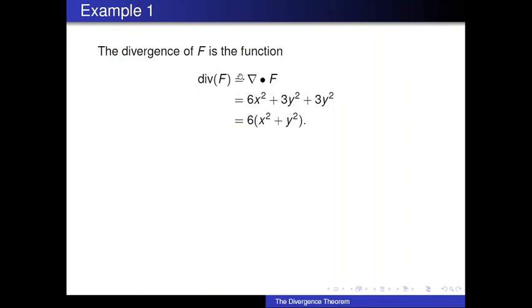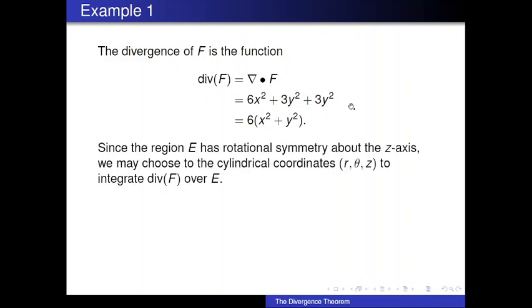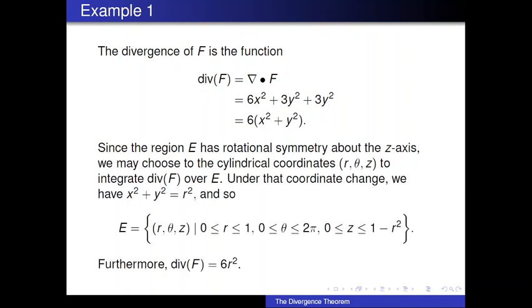Notice the divergence of F we can get by doing the dot product of the gradient operator with F, and that gives us 6x squared plus 3y squared plus 3y squared. Oh, so that's just 6 times the quantity x squared plus y squared. Okay, and now notice that our region has rotational symmetry about the z-axis, so I might like to model it with cylindrical coordinates r, theta, and z. When we do that, x squared plus y squared equals r squared, so then our function, the divergence of F, becomes just 6 times r squared.